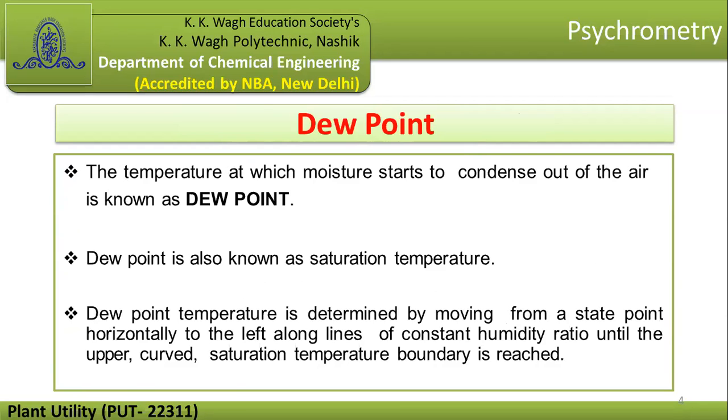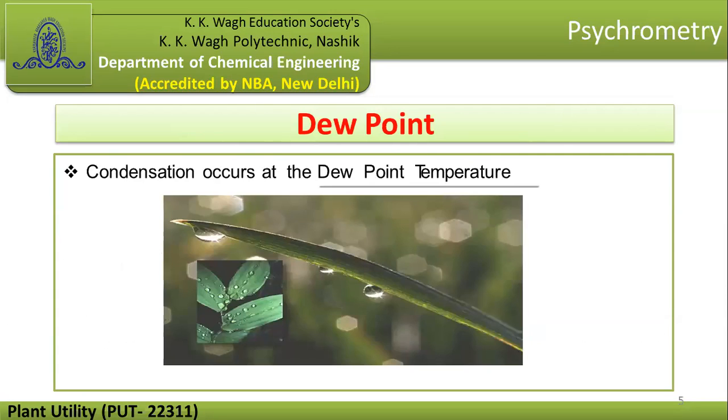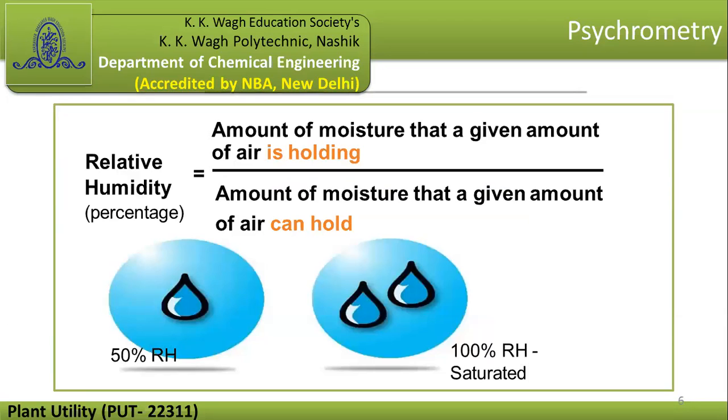Dew point. It is the temperature at which the moisture starts to condense out of the air. It means the temperature at which the first droplet of water is formed from the water vapor during the condensation process. Dew point is also known as saturation temperature. In this figure, I have shown one water droplet on a leaf surface. During the winter season, in the morning, we can see some water droplets on the leaf surfaces. It shows the condensation of the water vapors present in the atmosphere into water droplets.